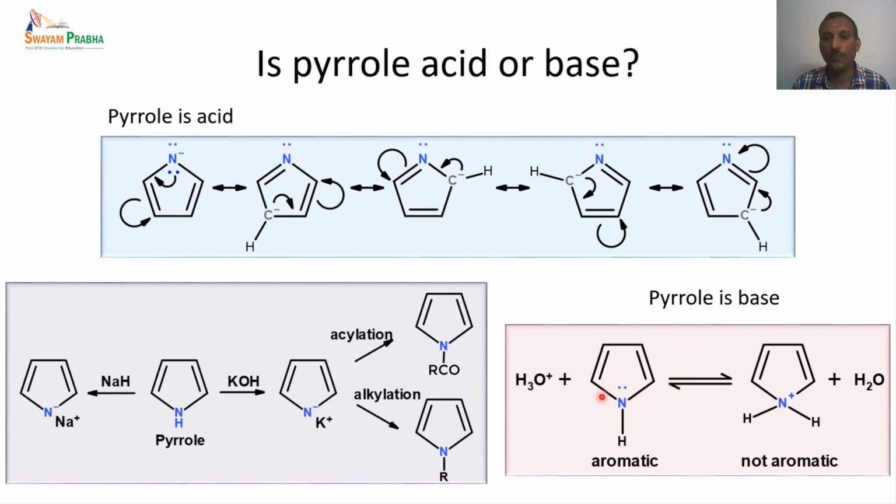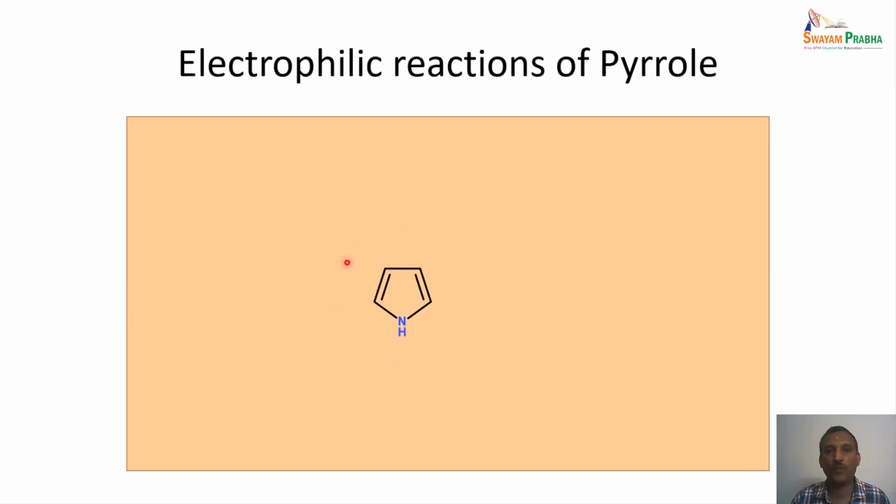The first reason is that the lone pair of electrons on the nitrogen is involved in the pi-aromatic system, so the nitrogen is no longer basic. And the second thing, even if an electrophile is added to the nitrogen, that completely destroys the aromatic system. So these are the various reasons due to which pyrrole is a very weak base. And let us look at some of the electrophilic reactions of pyrrole.